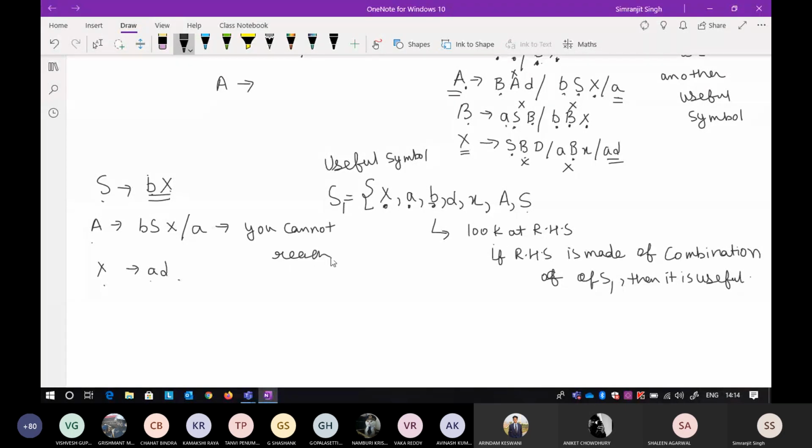You cannot reach this production from the start symbol because S is tending to BX and there is no need of this variable A. So you just eliminate it, so the production will become S tends to BX, and X tends to AD. If you simplify it, you can also write S tends to BAD, but that is not our task. We just have to delete all the useless symbols. That is how you delete all the useless symbols and you can close this set.